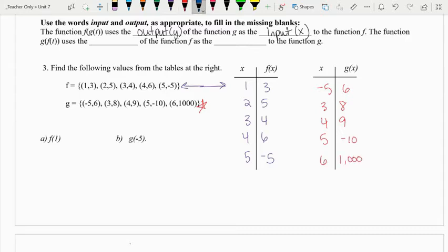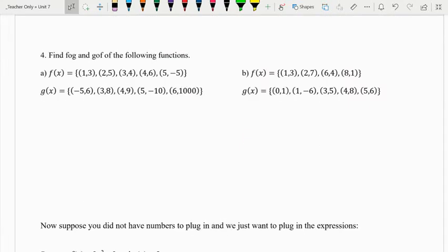Okay. So they want you to find f of 1 to start. Well, f of 1 is going to be 3, because 1 is the x, 3 is the y. If I wanted to find g of -5, well, I just look here. -5 gives me 6. So that is going to be 6. Now we want to find f of g and g of f of the following.